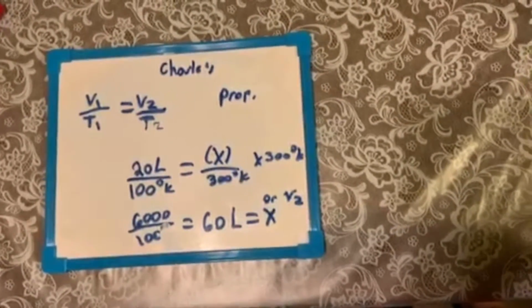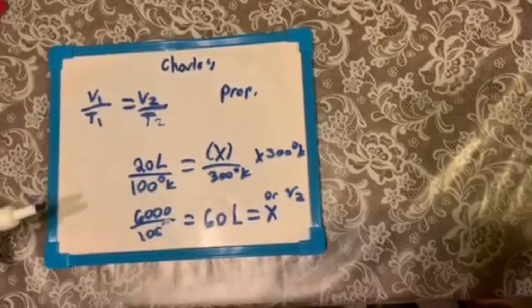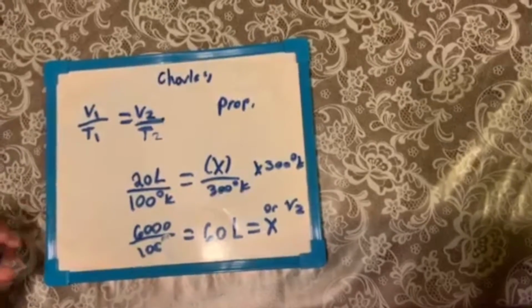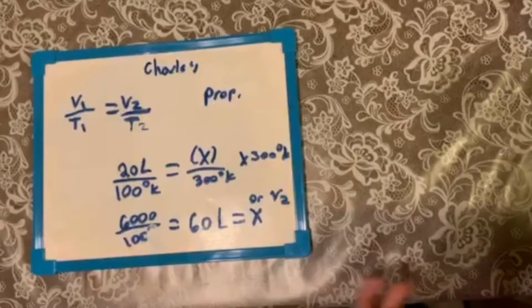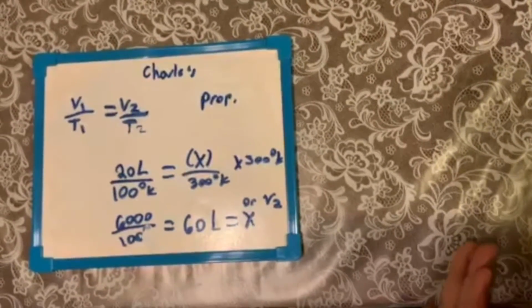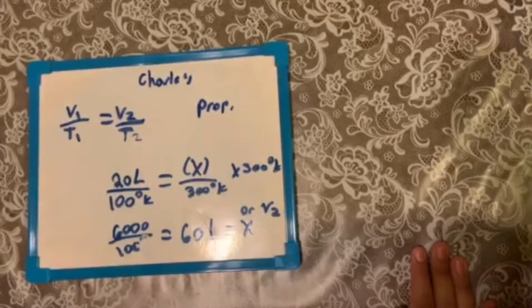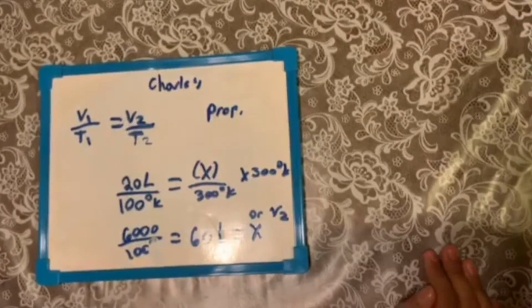As you saw, the volume 1, which is 20 liters, increased to 60 liters, while the temperature was 100 degrees Kelvin, rising to 300 degrees Kelvin. This shows how it is proportional and similar to Gay-Lussac's law and the complete opposite of Boyle's law. And that is Charles's law, and remember, it has to be when pressure is at a constant.